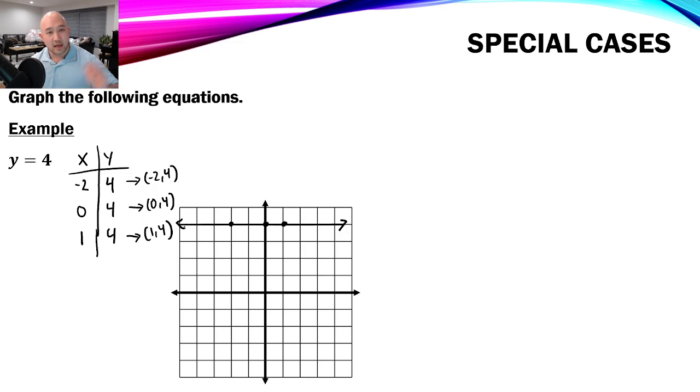horizontal line. And this is going to happen every single time for any equation that says y is equal to something. If you ever see y is equal to something, you should know immediately it's going to be a horizontal line that crosses through that value. Okay, so I want you to write this note down.